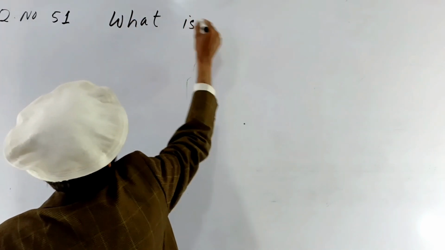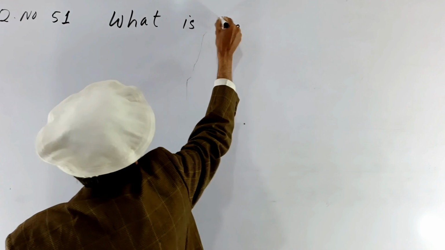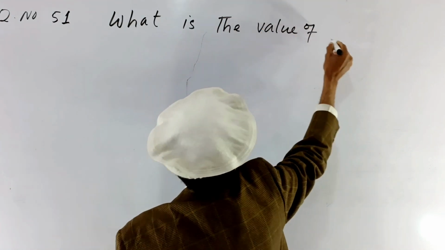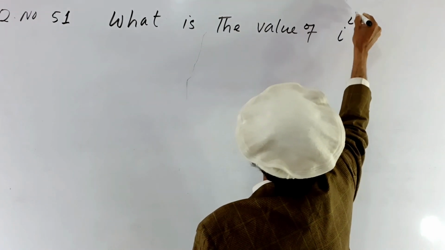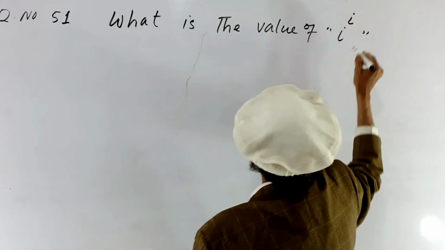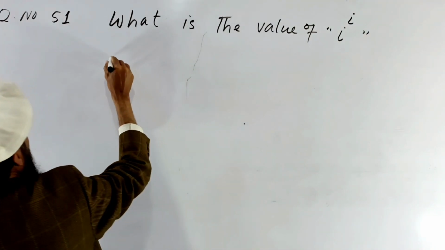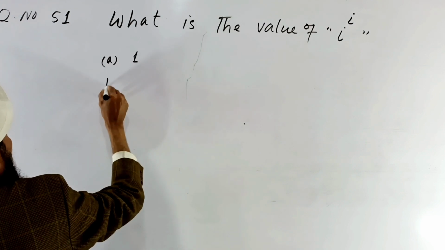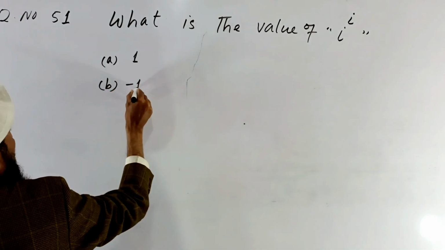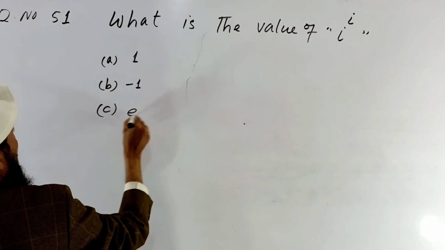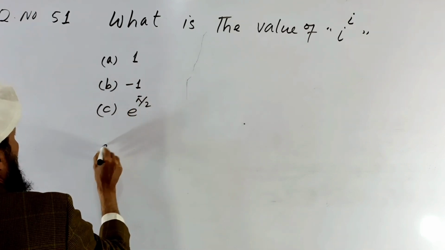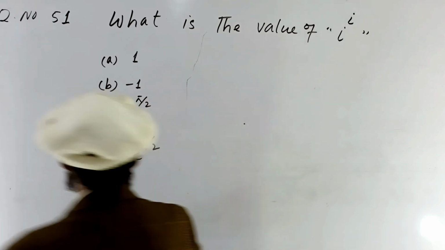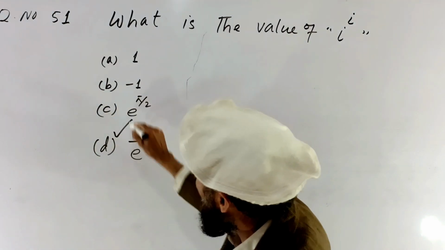What is the value of iota की power iota? So the answer is: A) 1, B) minus 1, C) e की power pi by 2, D) e की power minus pi by 2. The correct answer is D.